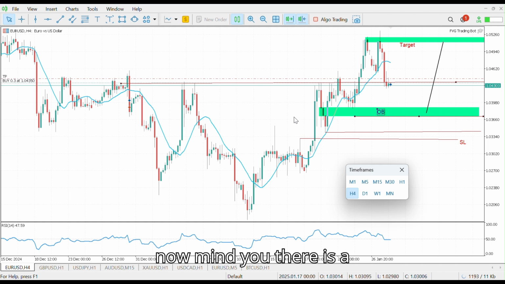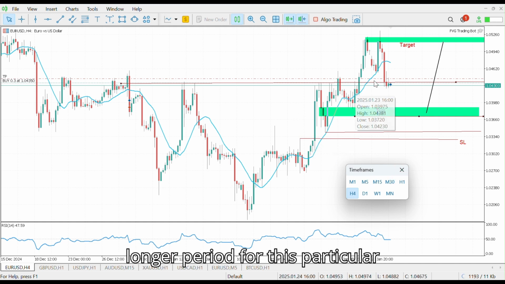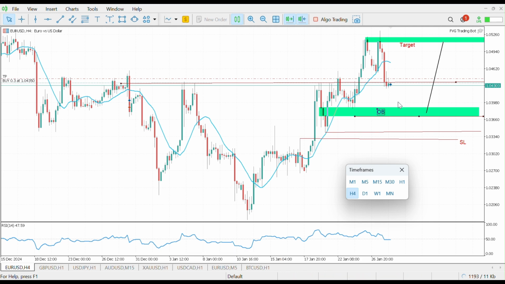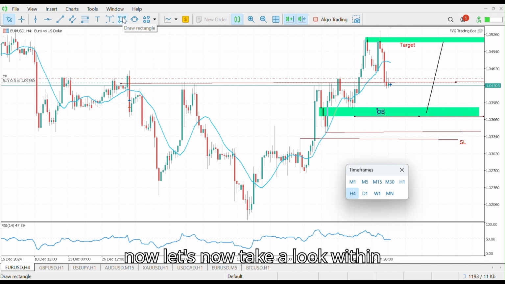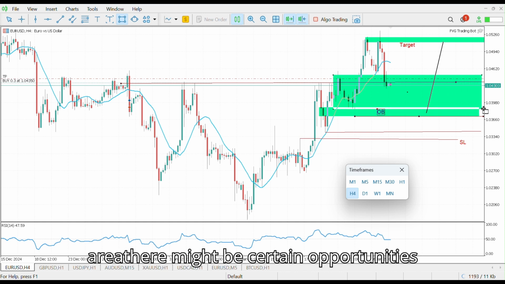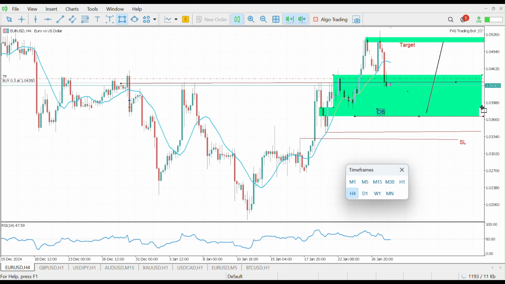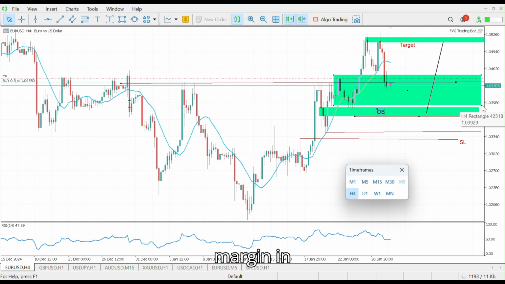Now mind you, this is a 4 hours time frame, so it will take a longer period for this particular trade setup to happen, but it's worth it. Now within this particular area, there might be certain opportunities for us to scalp. So take a fast profit and exit the market.